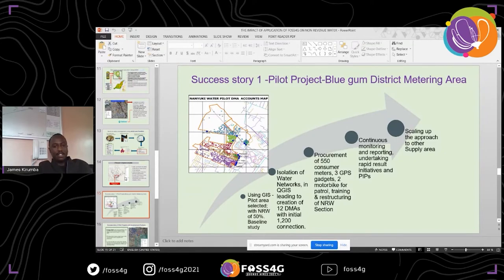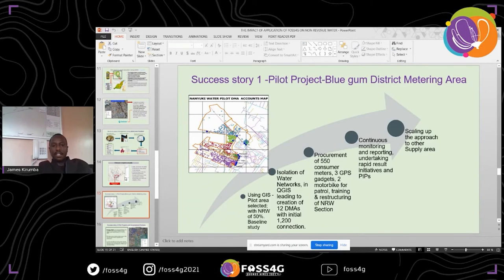Isolation of water networks was done in QGIS and it led to a creation of 12 sub-DMAs with initial 1,200 connections. Then from there, procurement of 550 consumer meters and three GPS gadgets, two motorbikes for line patrollers, training and restructure of the non-revenue water section. After demarcating the area and mapping all the customers and realigning all the network, there is the continuous monitoring and reporting, as well as undertaking rapid result initiatives and performance improvement plans. Also, we have the scaling up of the approach to other areas. This is a pilot project in Blue Gum District Metering Area.